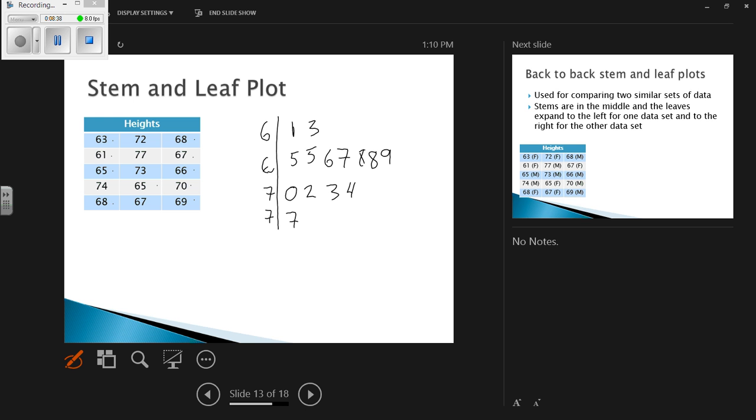Now, we need a title, right? So we'll call it number of siblings, or excuse me, I'm in the wrong mindset here. This will be heights. I'm thinking about the last one that we just did. So this will be heights. And instead of having that axis, we need to go ahead and do that key. So we'll do 70 means 70 inches. And right away, we also get the units.